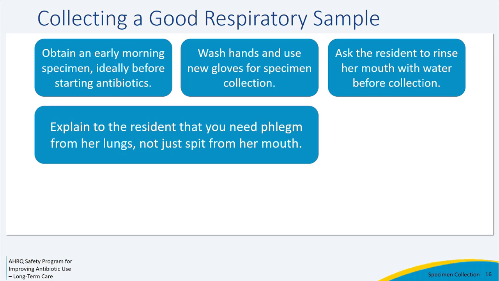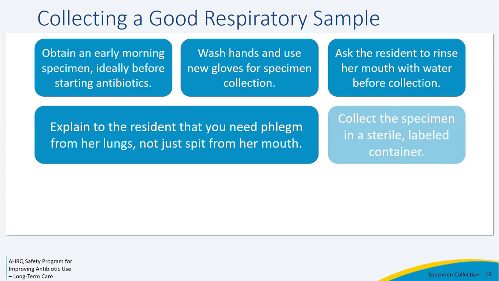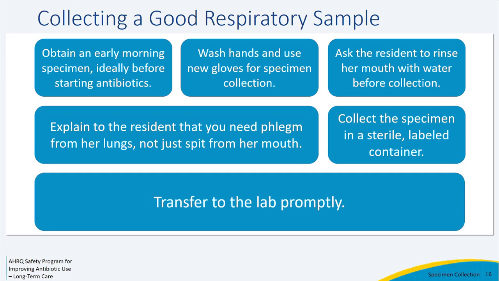4. Explain to the resident that you need phlegm from her lungs, not just spit from her mouth. If the resident is unable to cough up a specimen, you can give a treatment with aerosolized saline to induce a deep cough. 5. Collect the specimen in a sterile container. Transferring it from a cup can increase the risk of contamination. 6. Transfer the specimen to the lab promptly. If the specimen sits for too long, the bacteria may die before being cultured.